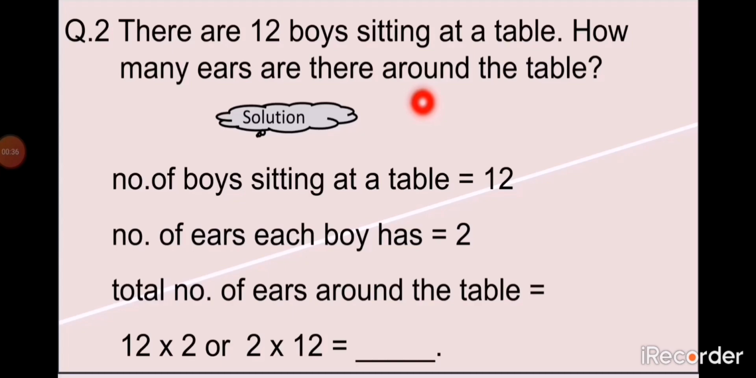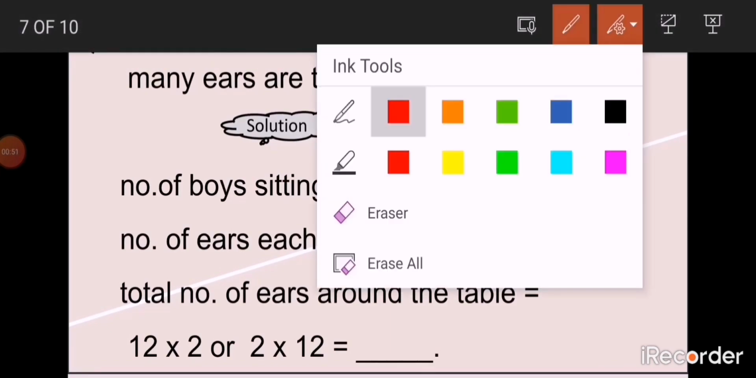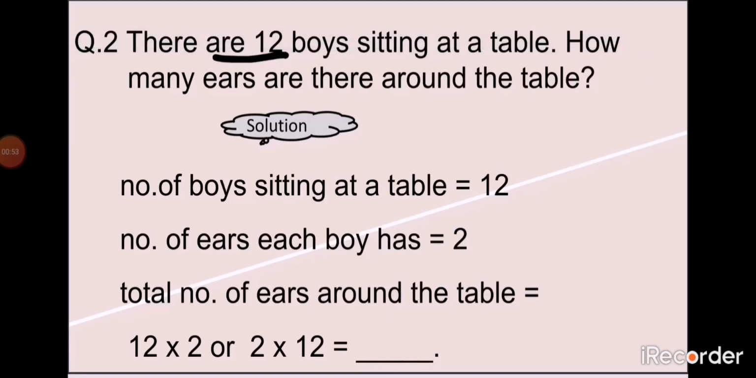Now we are moving towards our statements. For the first statement, look at the first number present in the question. The first number in the question is number 12. Let me underline it. Number 12. And it is representing boys. 12 are boys. They are sitting at a table. So first statement will be number of boys sitting at a table is equal to 12. The first statement has been done.